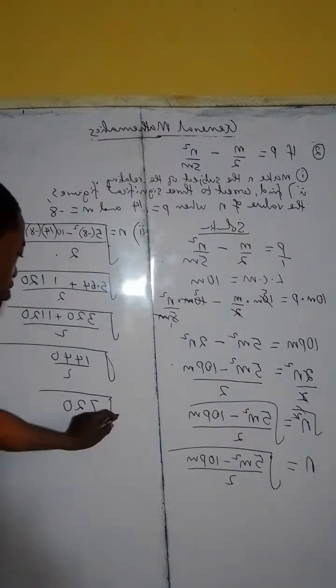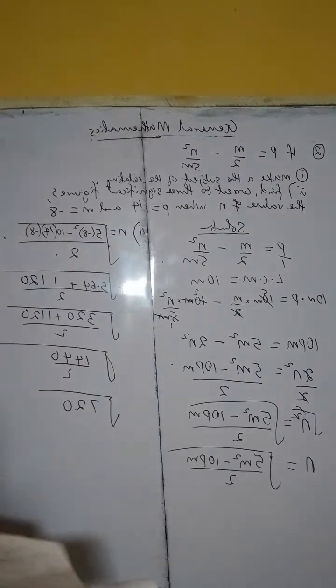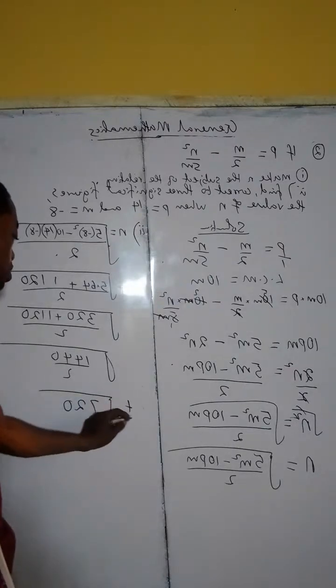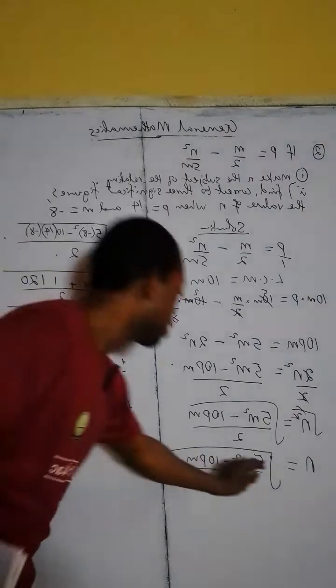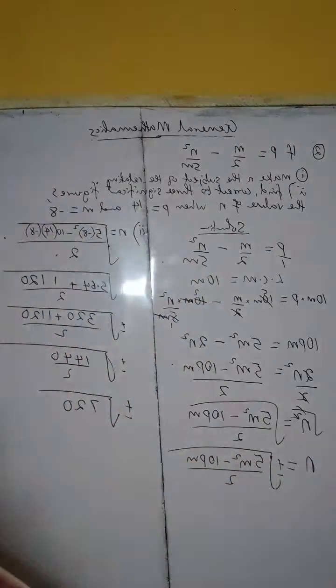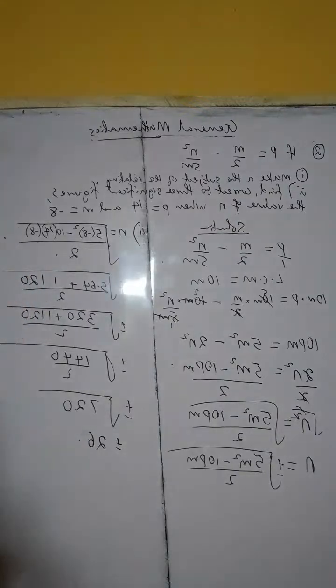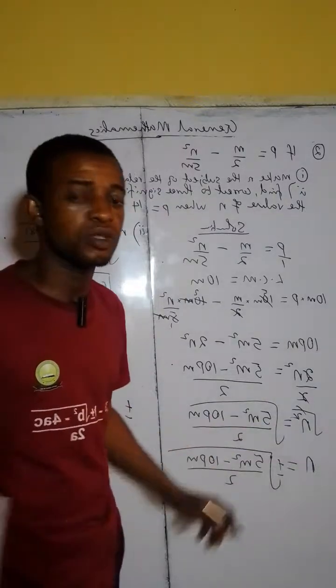Then actually when we take the square root of a number, you are expected to get two possible answers, which is plus or minus. So whenever we are taking square root, we have two possible answers, which implies that this gives us plus or minus 26.8 to 3 significant figures. So that's the solution to this particular problem.